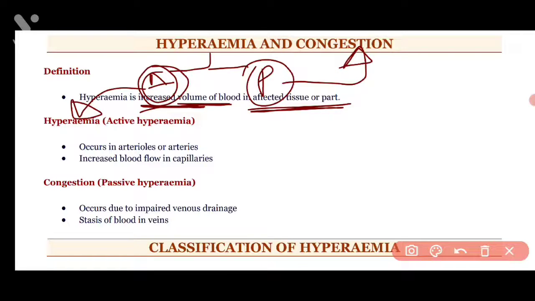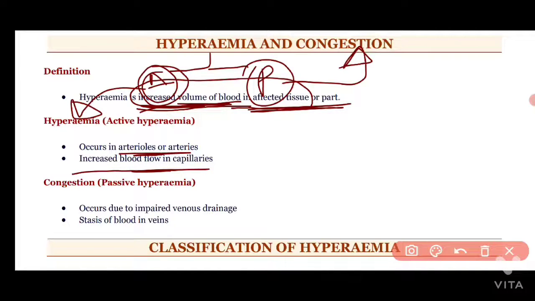There is an exact differentiation between hyperemia and congestion. Let us understand that. It lies in the cause of the increased volume of blood in the affected tissue or the part. Let us consider the first one, active hyperemia. When there is increased blood volume in the affected tissue because of increased blood flow in the capillaries or arteries, in such condition, we will be referring to that as hyperemia. And the second condition is congestion, that is nothing but the passive hyperemia.